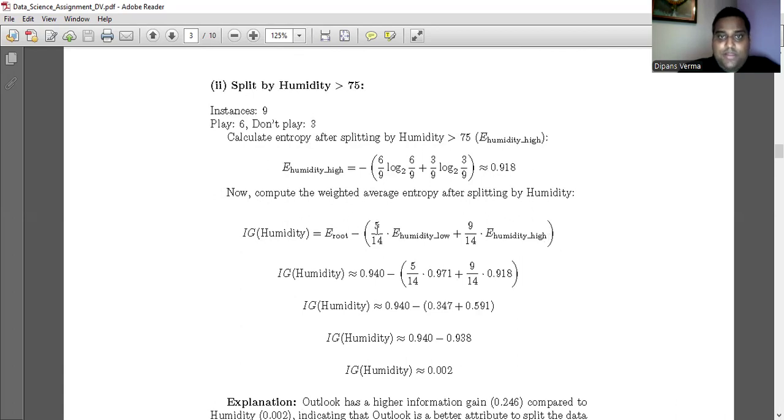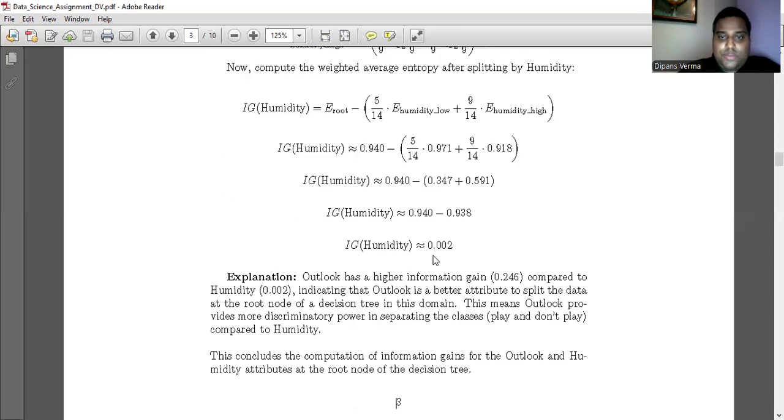Why am I using 5 by 14 here? Because I told you how many humidity lows there are, that is 5, meaning less than or equal to 75, and this is greater than 75. After doing this, I'm getting the value 0.02. Okay. So now what is the explanation about it?